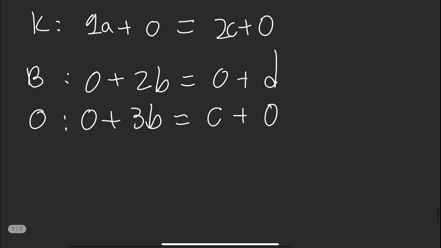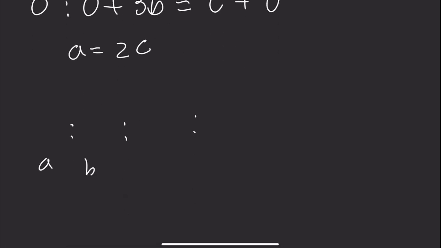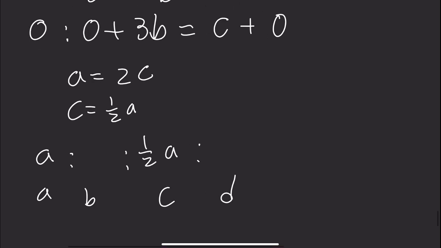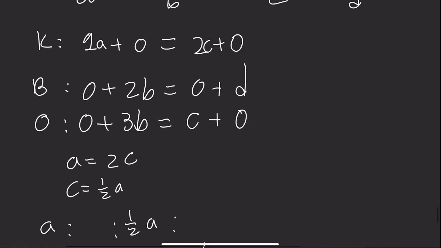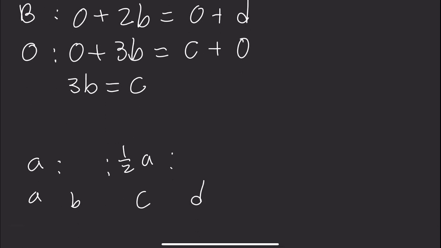Now let's check the ratios. A is equal to 2C, so straight away we can say A equals 2C, so C equals half of A. Then we can set up A equals A, and C is equal to half of A. Now let's look at the next one. 3B equals C, so 3B equals half of A, which means B is equal to 1 on 6A.